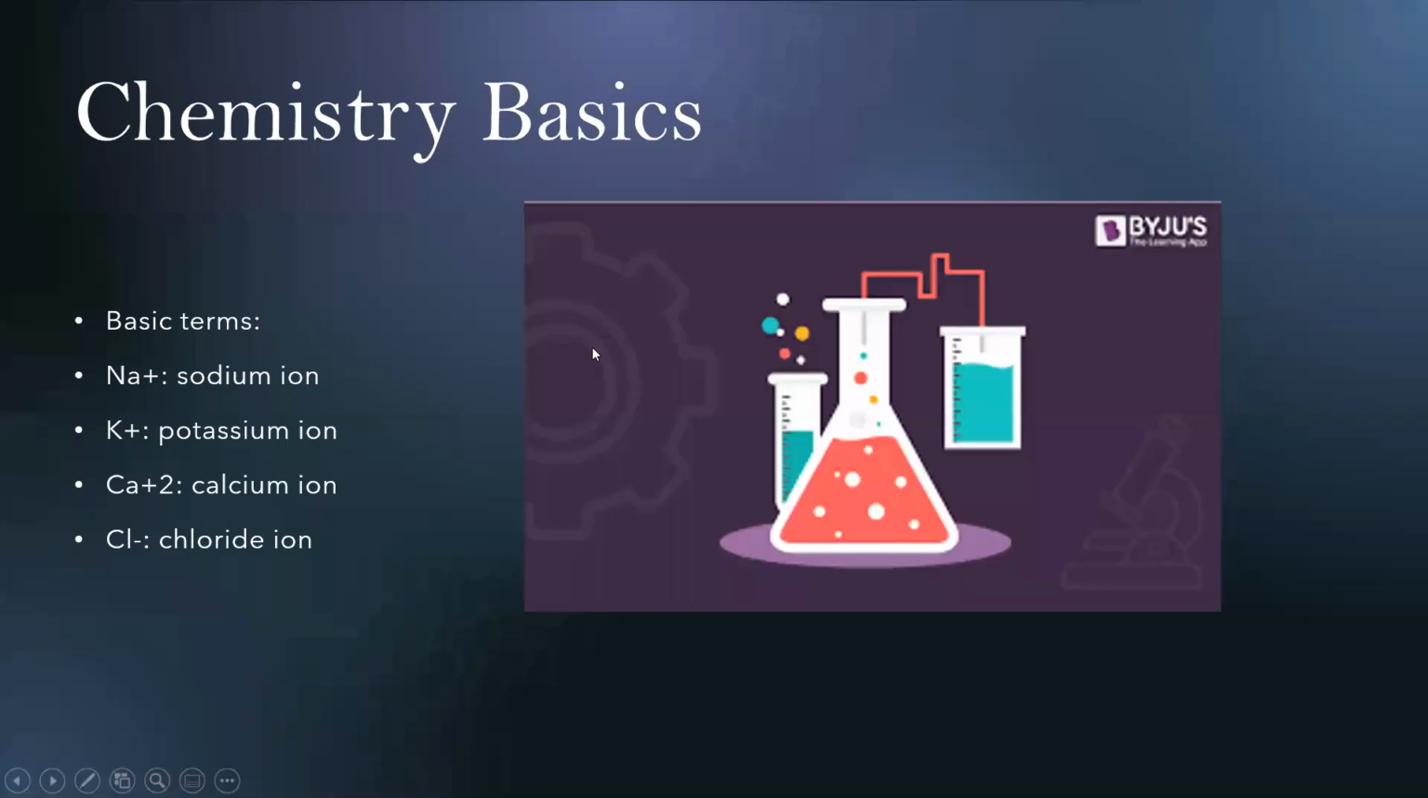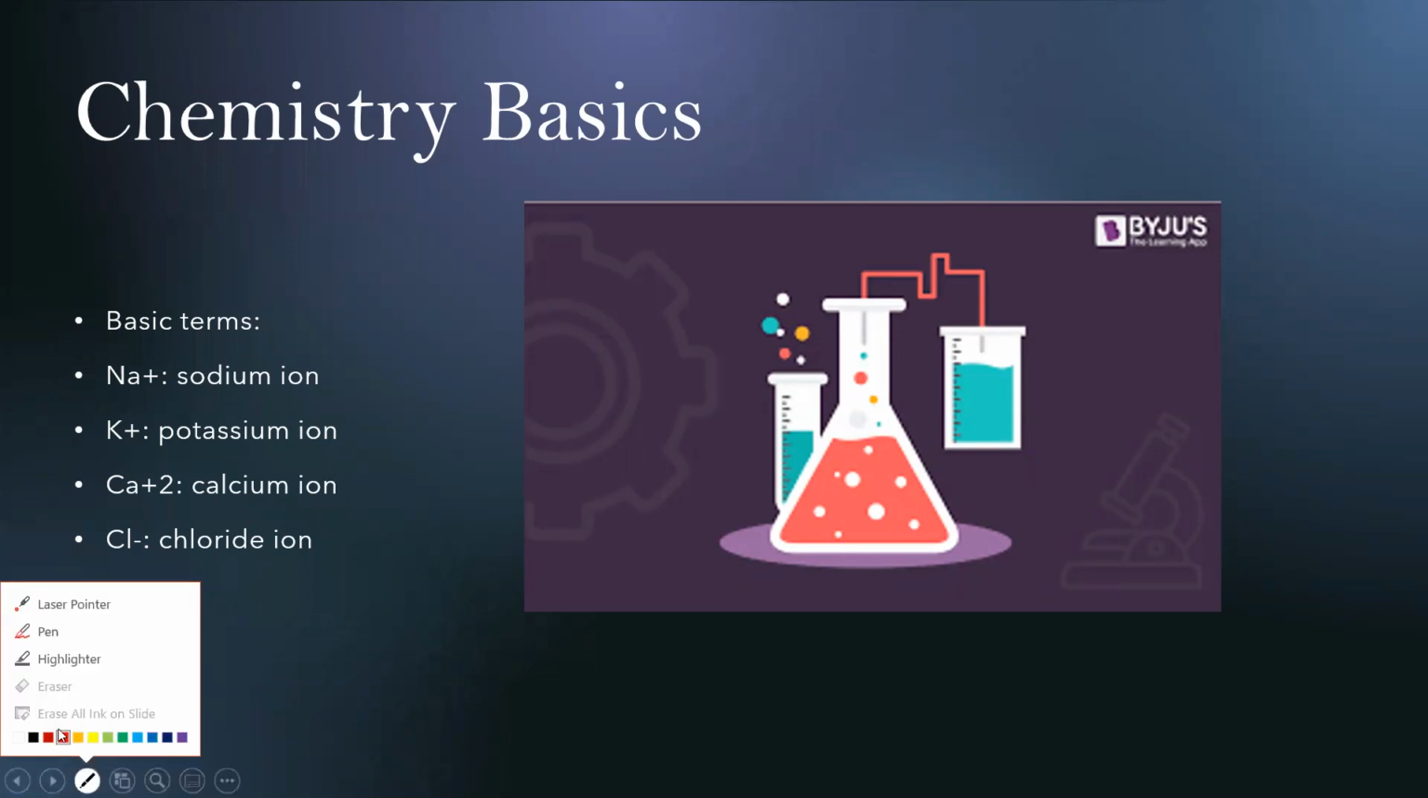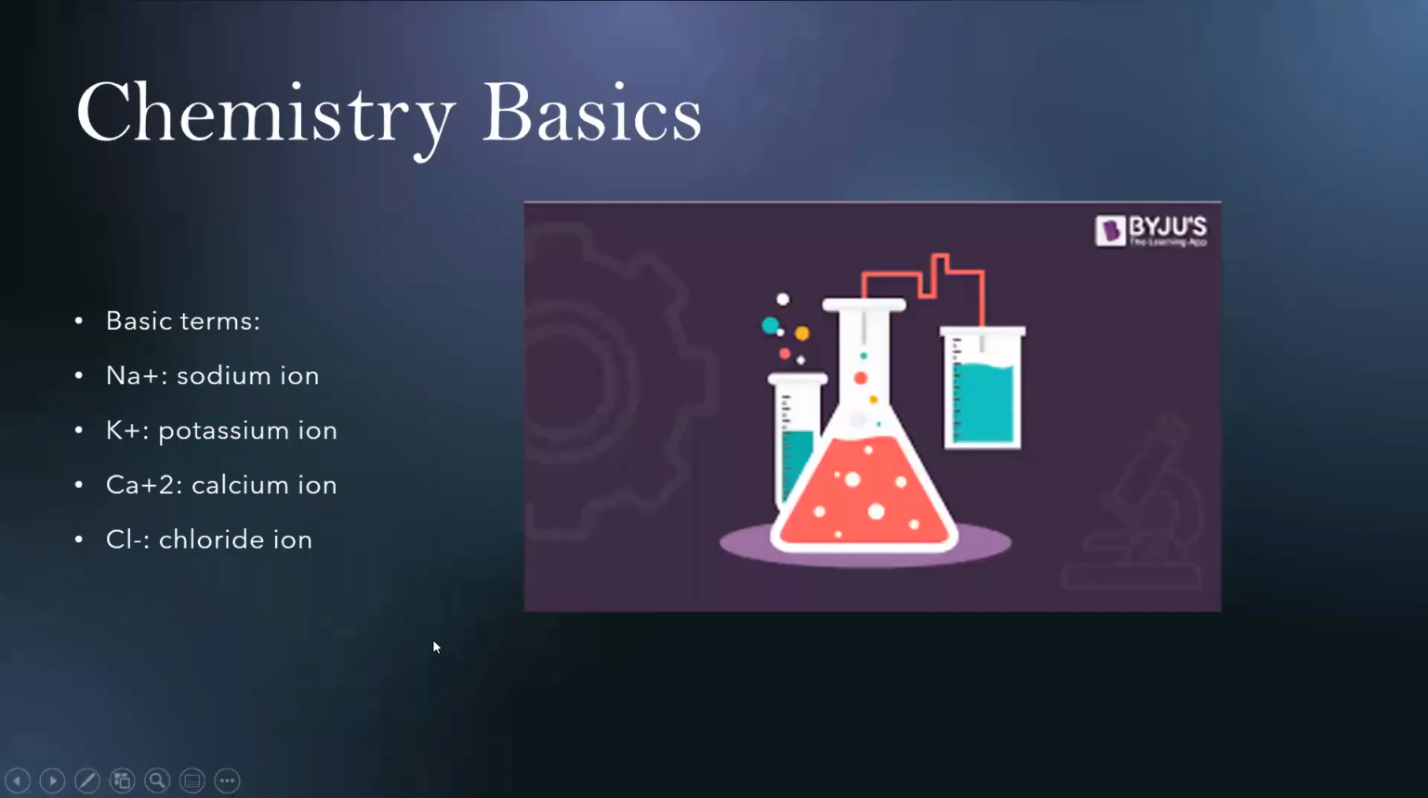Now, chemistry basics. Before I explain anything, let's explain some concepts real quick. So first, this is a sodium ion, potassium ion, calcium ion, and chlorine ion. So if you don't know chemistry, that is sodium, potassium, calcium, and chloride.